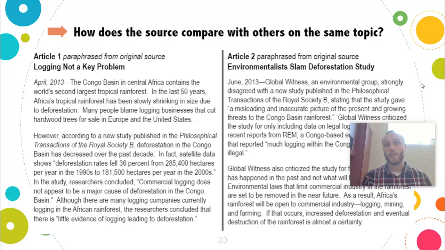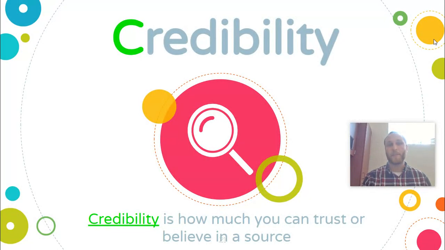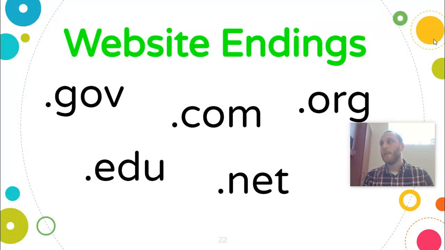So we want to look at other sources of the same topic to try to figure out what is accurate and what is not accurate, right? And that really is going to boost your credibility, which is our final letter here. Credibility is how much you can trust or believe in a source. So if a source is credible, that means I can trust it, it can be verified, it's accurate, it's unbiased, and all of those other letters are going to come into play here.